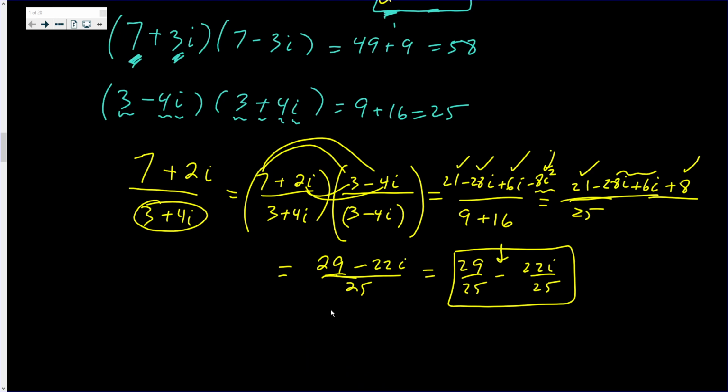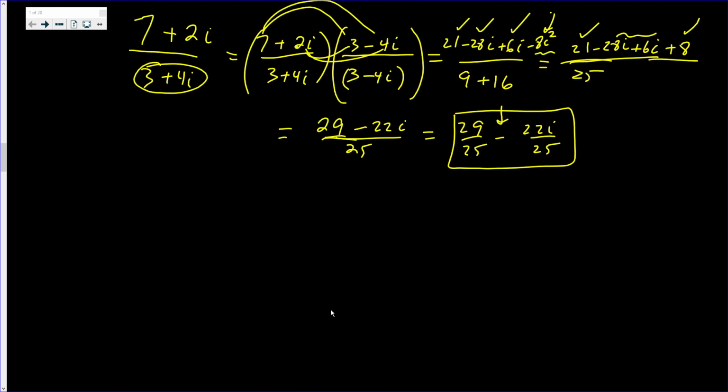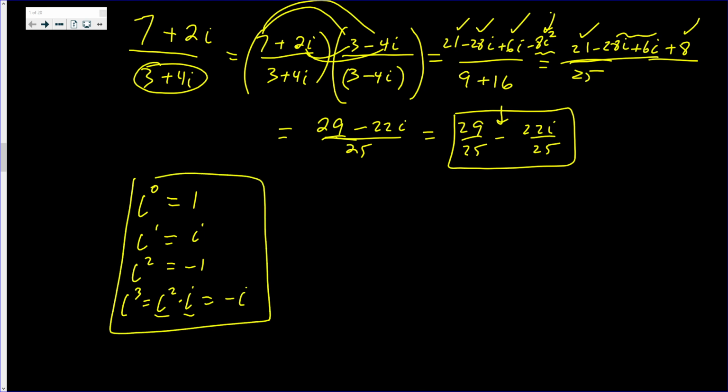Now, let's look at the following. Any number, including i, to the 0 is 1. And i to the 1, well, that's i. And i squared, well, we talked about that, that's negative 1. And i cubed, well, that's i squared times i. Well, negative 1 times i is negative i. That's important. Now, i to the 4th, well, that's i squared times i squared. That's negative 1 times negative 1, which is 1.